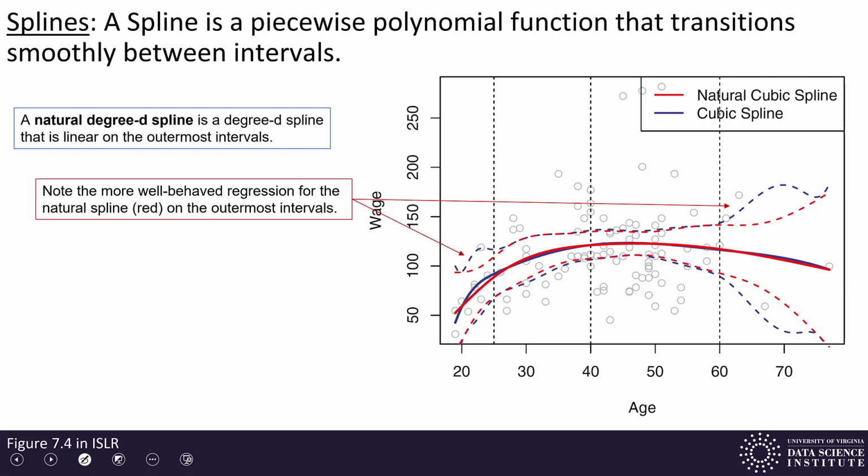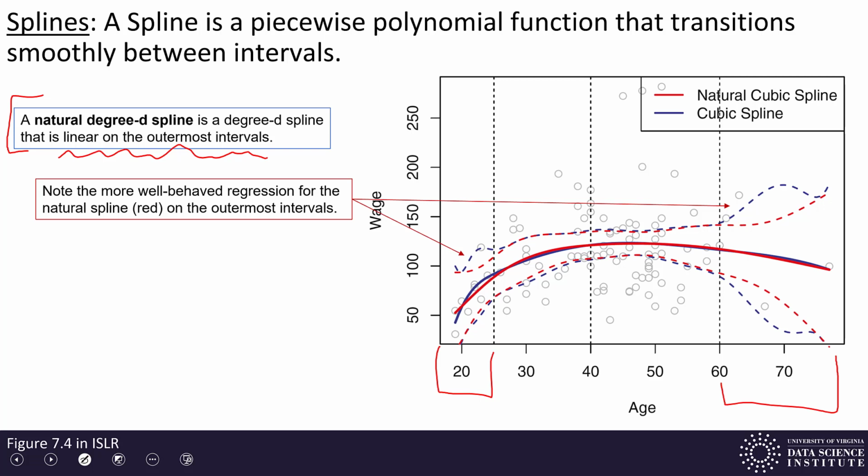There's one more improvement that we can do on the cubic spline and make it what's called a natural cubic spline, which will improve things a little bit. So looking at our definition here, a natural degree D spline is a degree D spline that is linear on the outermost intervals. So this is the key part, that it's going to be linear on the outermost intervals. So here's our outermost interval in this example. We have 3 knots. So one interval is around 20 and the other goes maybe 60 to 80.